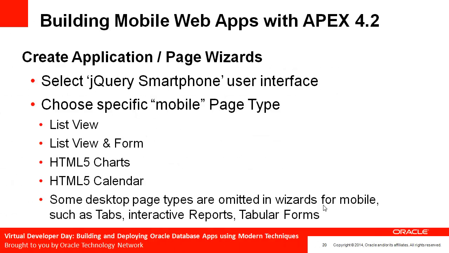We have a number of wizards to be able to create applications and pages and regions and things like that. You can choose specific mobile page types such as list views, HTML5 charts and calendars. And some of the components that are available to desktop applications are not available by default with mobile applications. Things such as tabs and interactive reports, tabular forms, etc.